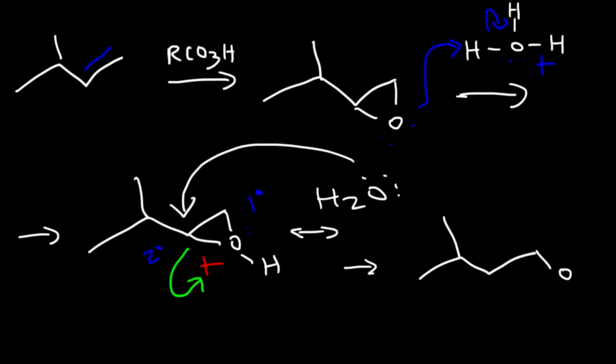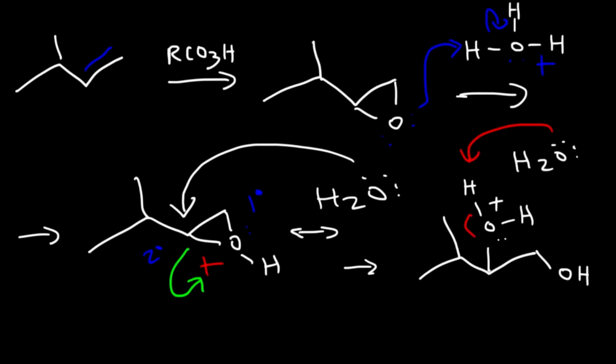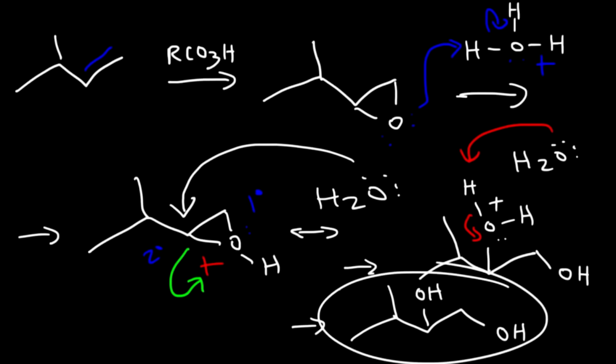So we're going to have an OH group on this carbon and a water on the other one. So now all we need to do is use another water molecule to get rid of one of the hydrogens. And so now we have a diol, which occurs with anti-addition. But that's not the product that we're looking for.